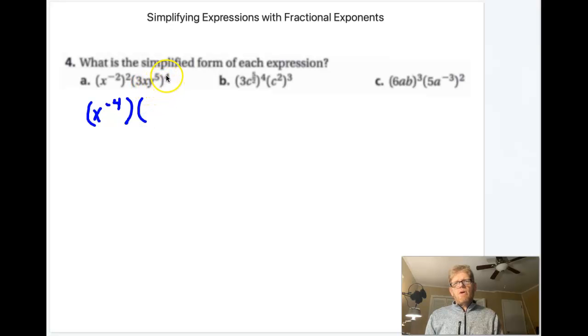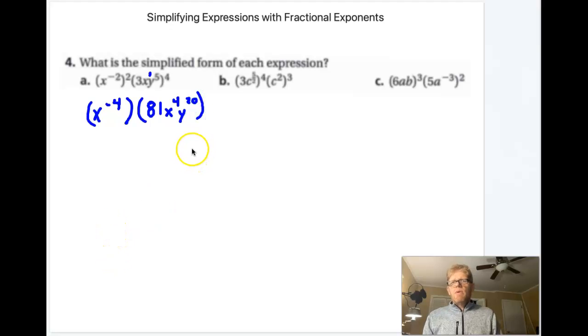3xy to the fifth, all raised to the fourth. So 3 times 3 is 9, times 3 is 27, times 3 is 81. It's going to give us 81 here when we raise 3 to the fourth power. And x will be left to the fourth power because it's just being raised to the 1. 1 times 4 is 4. And 5 times 4 is 20, so that's y to the 20th.